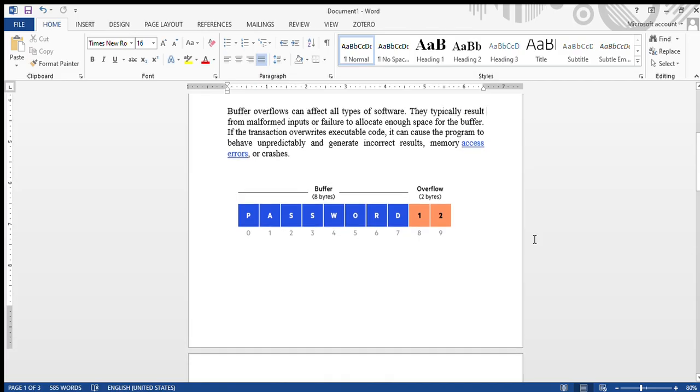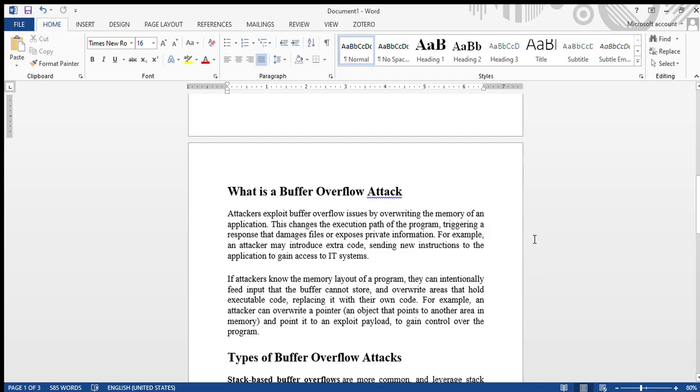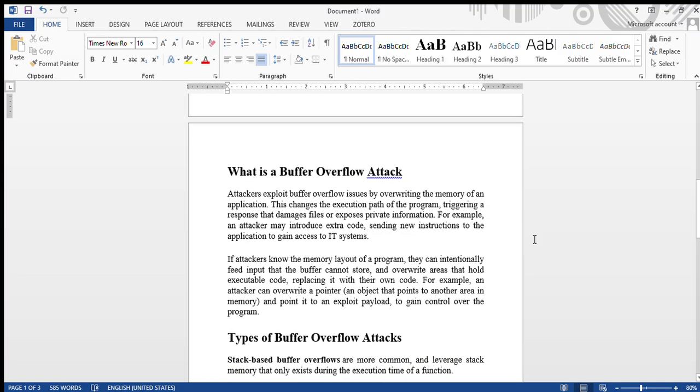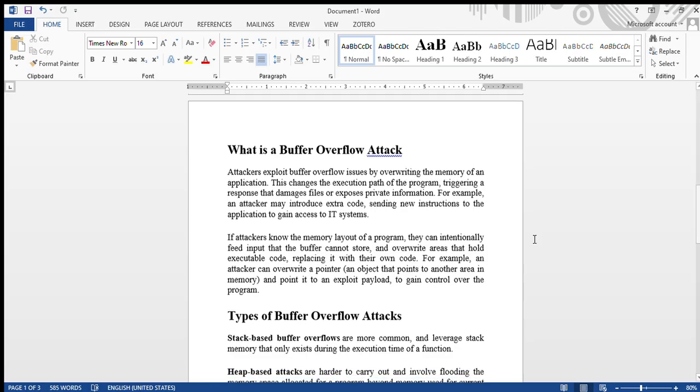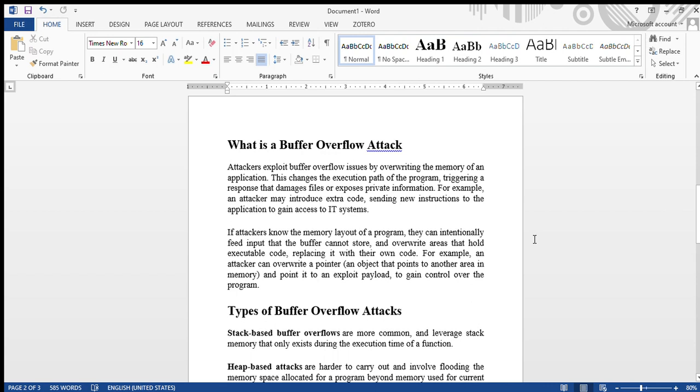So the program cannot work properly. Generally, a buffer overflow attack occurs when a program overwrites the memory of an application. When an application's memory is overwritten by someone else, it leads to a buffer overflow attack. This changes the execution path of the program, triggering a response that damages files or exposes private information.